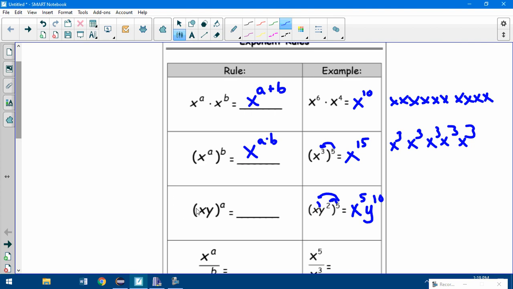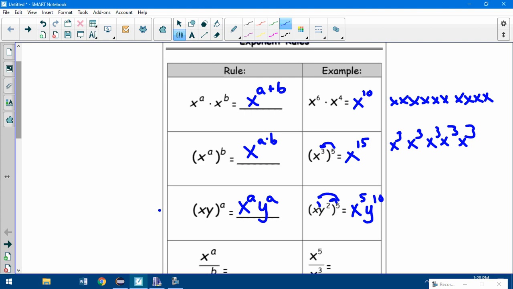So anytime there are multiple things being multiplied inside of a parenthesis, all raised to that exponent, you distribute the exponent to both pieces. So this would be x to the a, y to the a. And you're going to see me a lot of times just write these 1s in here so that I remember to distribute to those things that don't already have exponents on them.